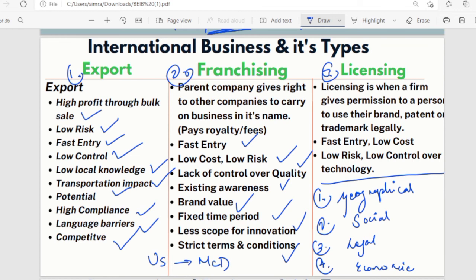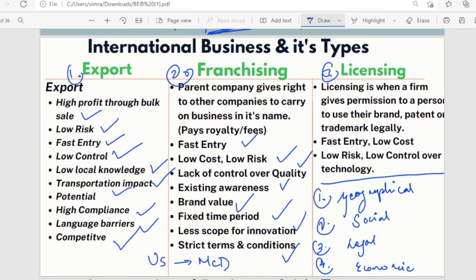Now, how is licensing different? In franchising, we have seen that the entire business is set up as it is. Now, in licensing, what is given? In franchising, the entire setup is given. Okay, remember it like that. In franchising, the entire setup is given.